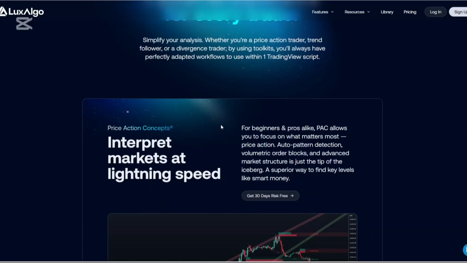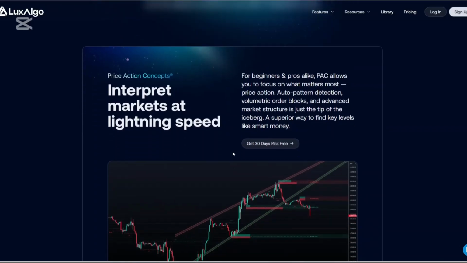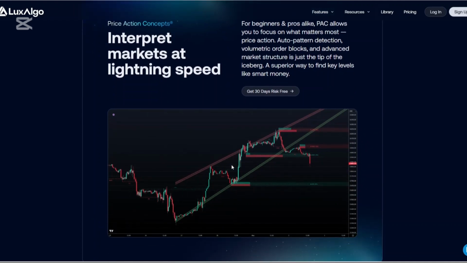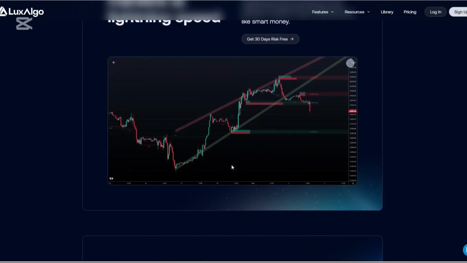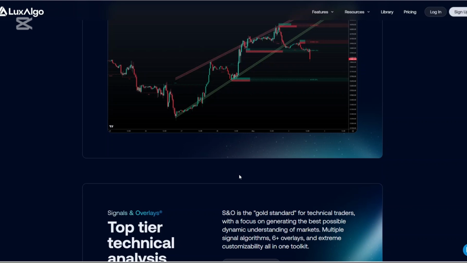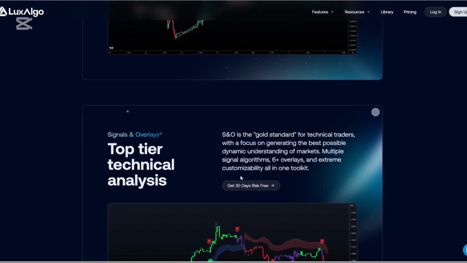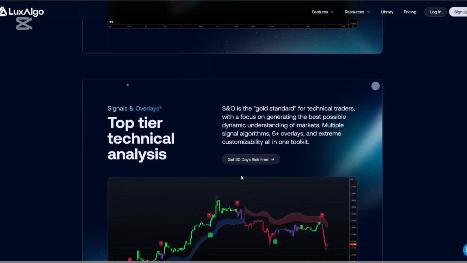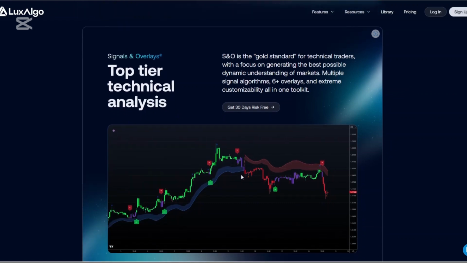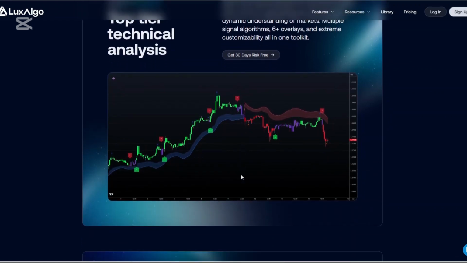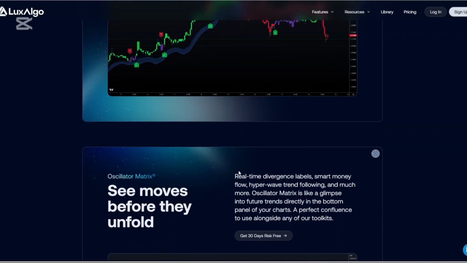As for LuxAlgo, it leans into customization and adaptability. With features like the AI backtesting assistant, traders can tailor strategies to their preferences and test them against historical data. The modular design of LuxAlgo's toolkits means traders can pick and choose features that align with their trading style. Now let us talk about the pricing of each.